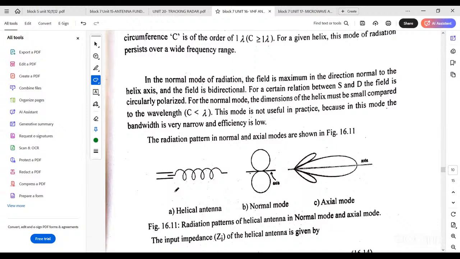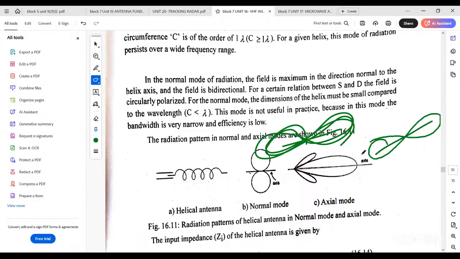In normal mode, it is bidirectional, two sides. The two sides in the textbook are given as one up and one down. On either, you can take up and down or side by side. That is called normal mode. In normal mode, circumference C is less than lambda.